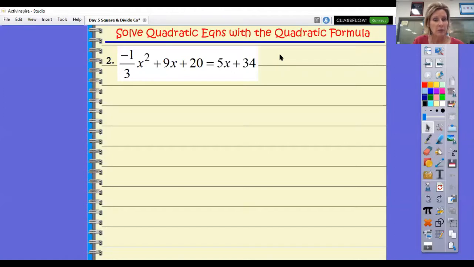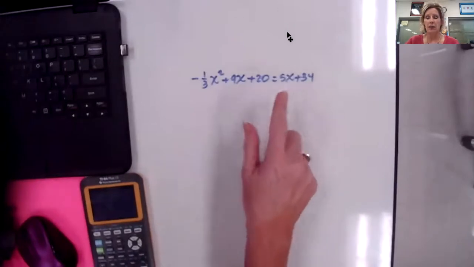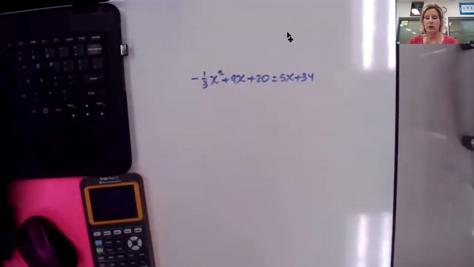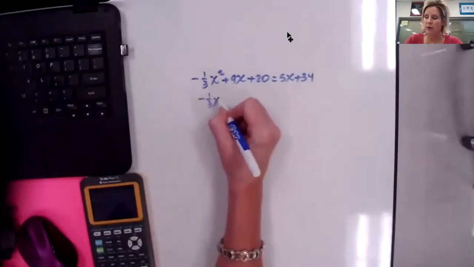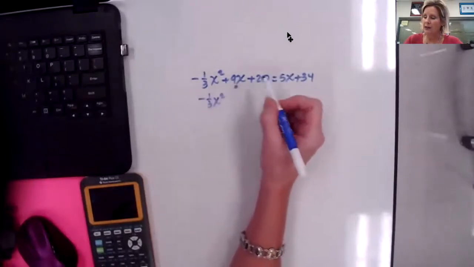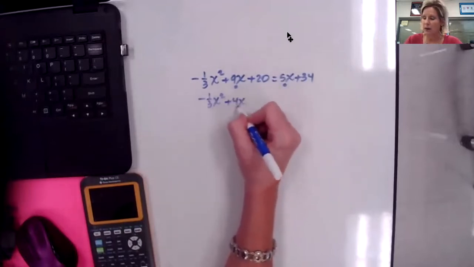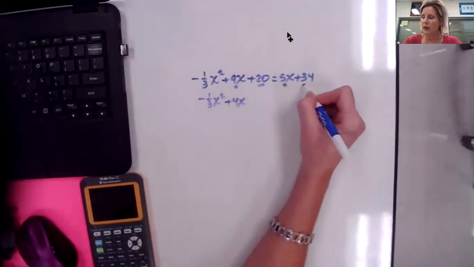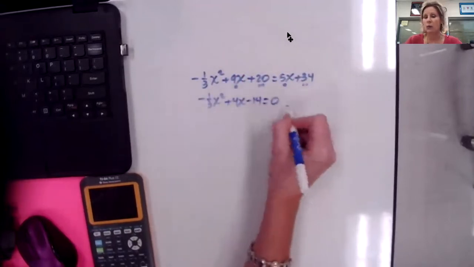Copy this one down. I've made it have fractions because I want you to know how to deal with fractions and how to clean this equation up. All right, so with an equation like this, if you've got a lot of fractions, I would clear fractions first. But on this one, I can go ahead and say, well, let me do 9x minus 5x. And let me do 20 minus 34. I need it all equal to 0.